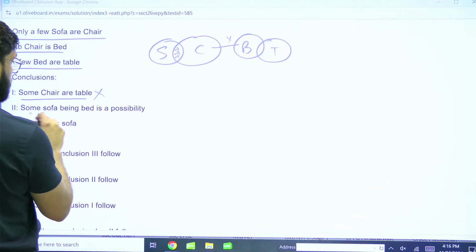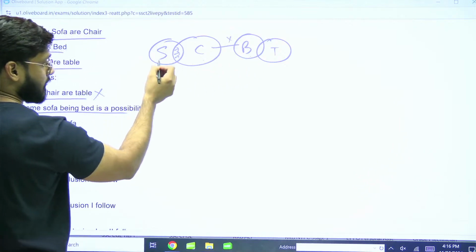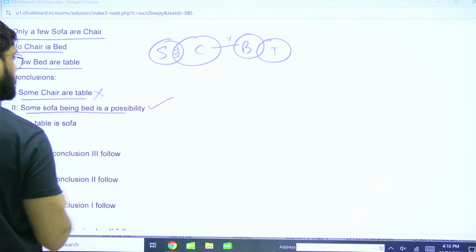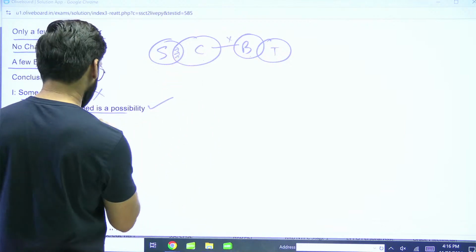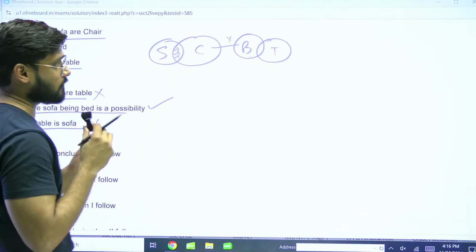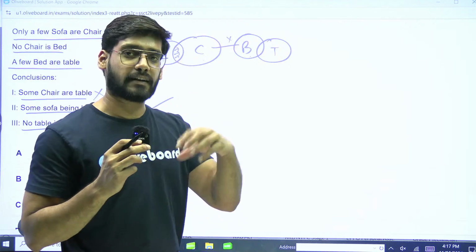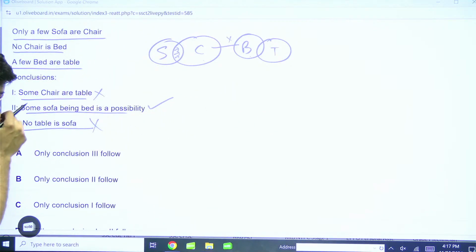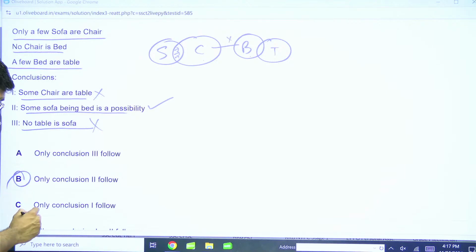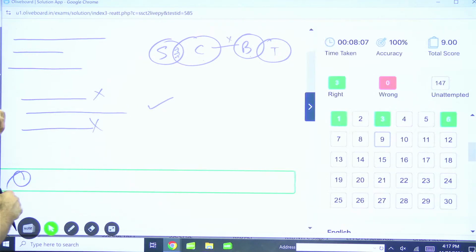Some sofa being bed is a possibility. No table is sofa: we cannot say anything about this because table and sofa do not have any direct relation, though one can be made. That's why the third one is wrong. The answer should be only two follow, which is option number B. Let's mark B. Yes, B turns green. It means we have done right.